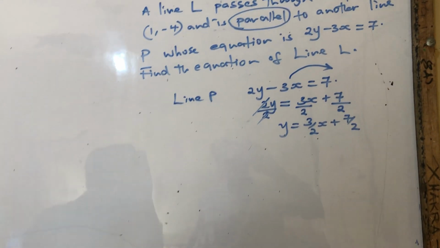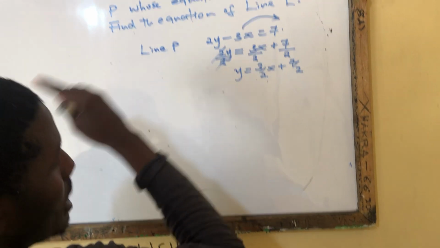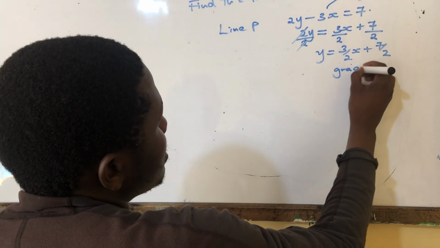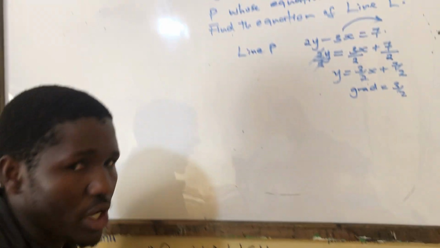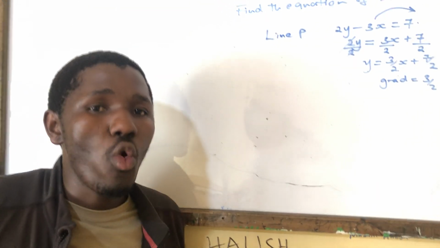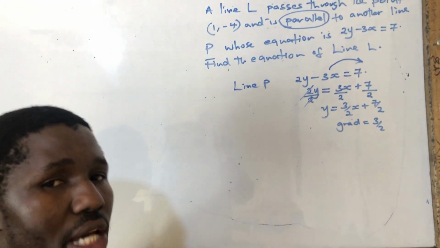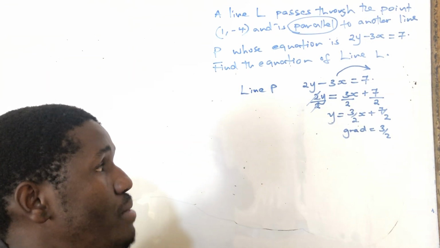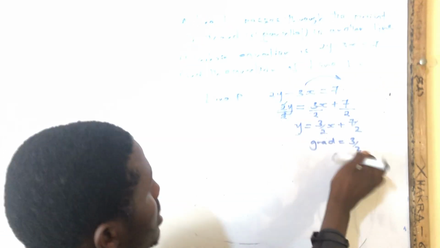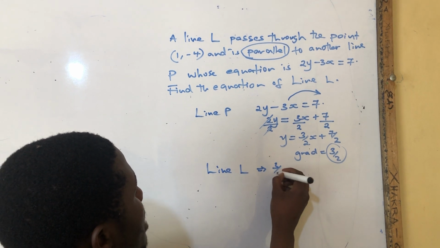From that equation, like we already agreed, the number sitting in the place of the m will always be the gradient. In this particular case, the gradient of the line is 3 over 2. Do take note, that is the gradient of line P. So what will be the gradient of line L? Remember that the two lines are parallel to each other. If line P has a gradient of 3 over 2, then line L is expected to have the same gradient.